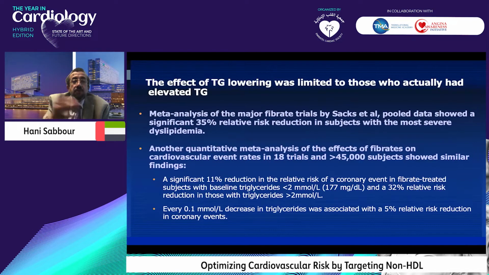So the pooled data from the meta-analysis with fibrates showed a 35% relative risk reduction in the severe dyslipidemia, and a more recent, larger meta-analysis with 45,000 subjects showed an 11% reduction of the coronary event in patients with fibrates in patients who had an elevated triglyceride above 150 and up to 177, and a 32% reduction in those with triglycerides above 2 millimoles. So every 0.1 millimole per liter decrease in triglycerides is equivalent to a 5% relative risk reduction in coronary events, and you start just at 150 in reality.